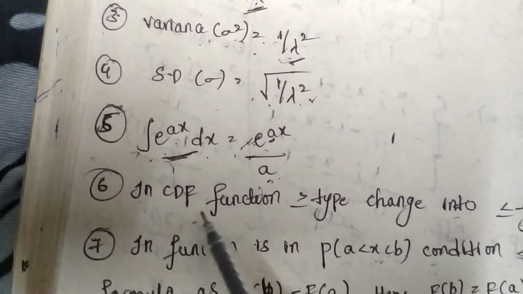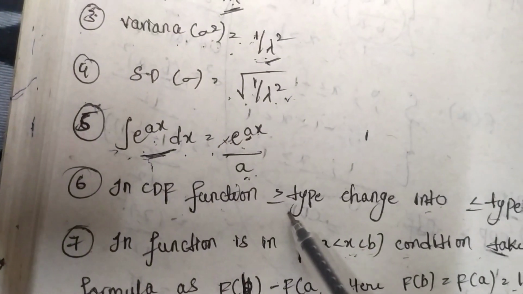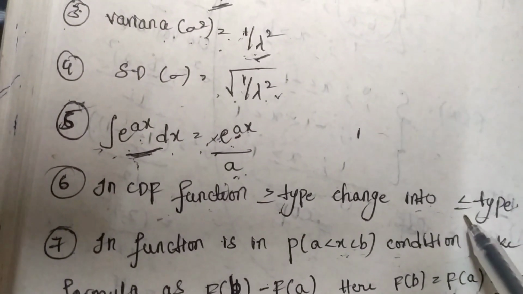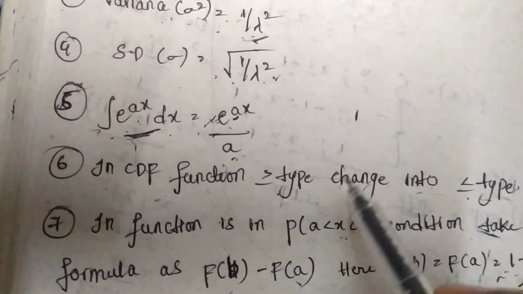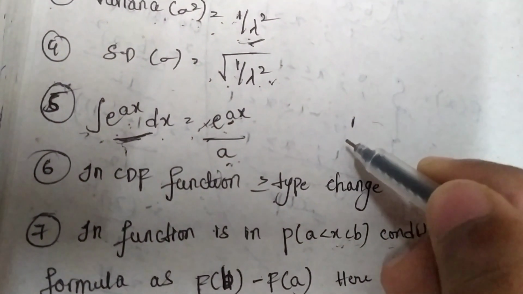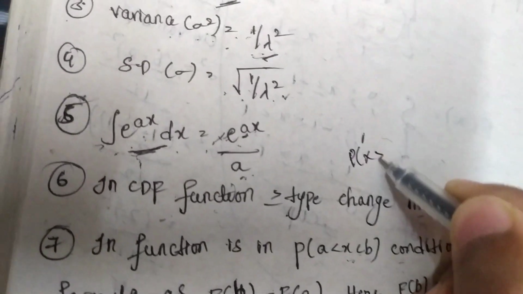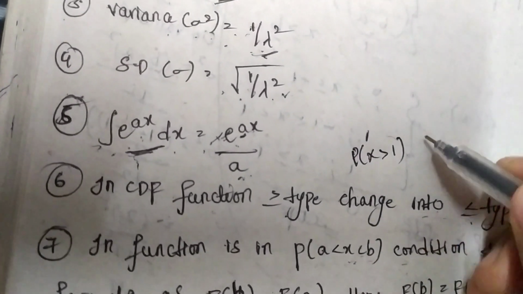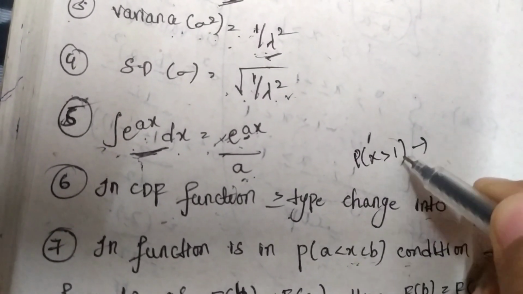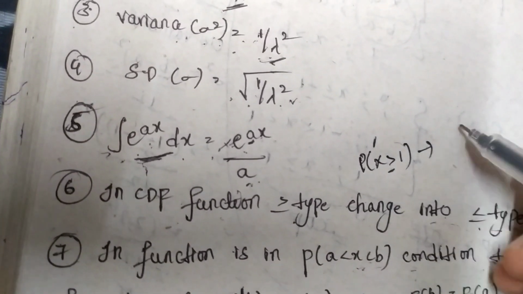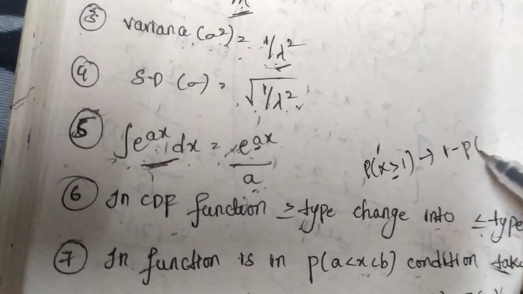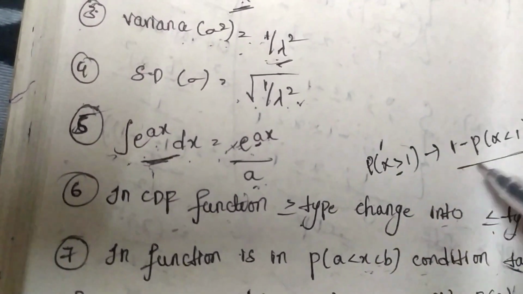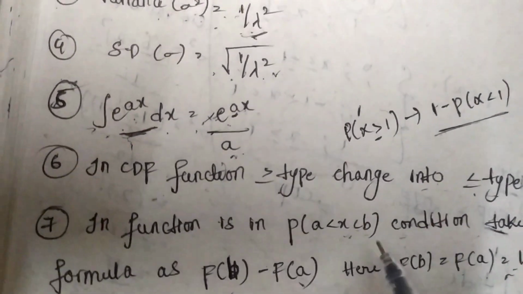Here also in CDF, if we have a greater than function, we have to change it into a less than type, as in uniform distribution. For example, if we have p of x greater than 1, we have to change it into less than type by subtracting from 1, that is 1 minus p of x less than 1. Like this we have to change according to the function.